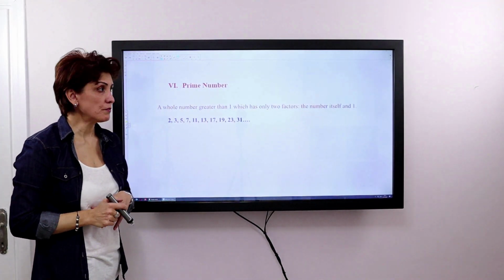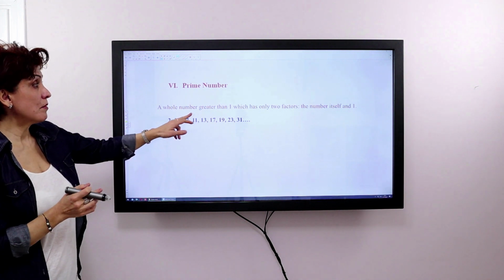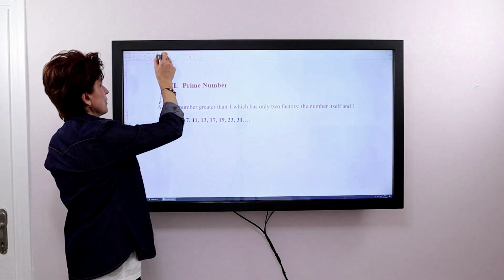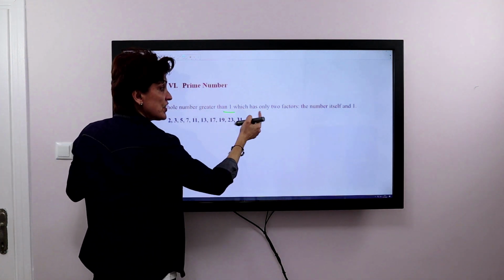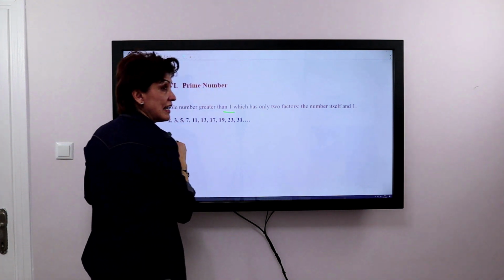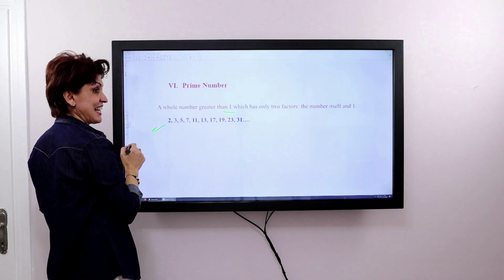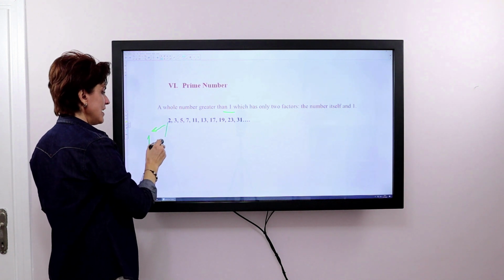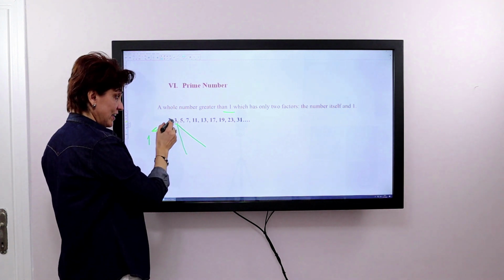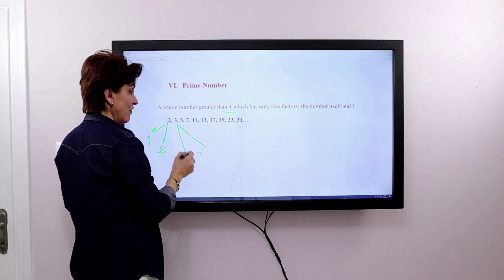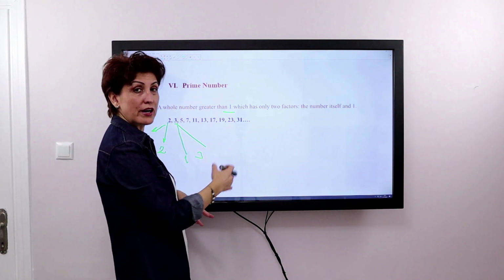Prime number. Do you know what is a prime number? A whole number greater than 1. This point is important: 1 is not a prime number, dear students, okay? It has only 2 factors, 1 and the number itself. For example, 2, how many factors does it have? 1 and 2, right? So this is prime. If you consider 3, how many factors does 3 have? 1 and 3. 5, again 7, again 13, it goes on, okay?